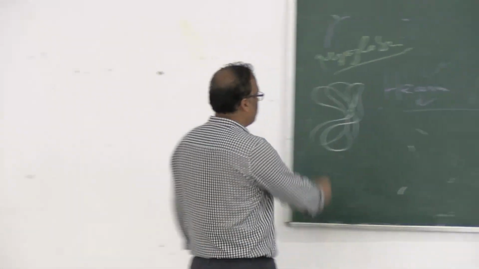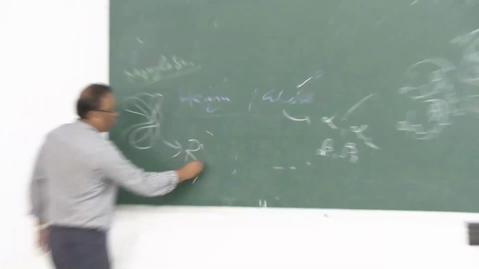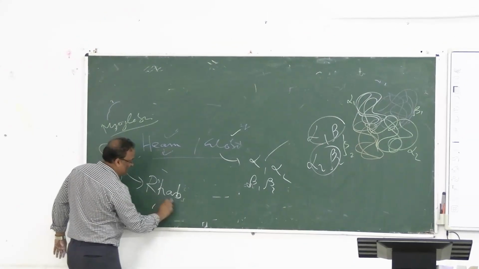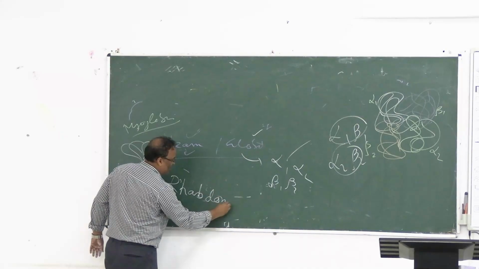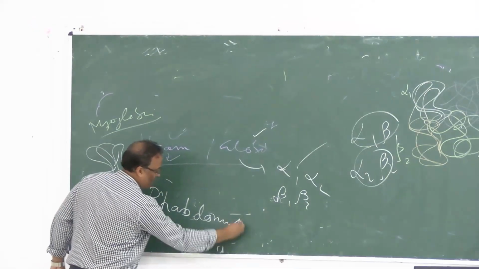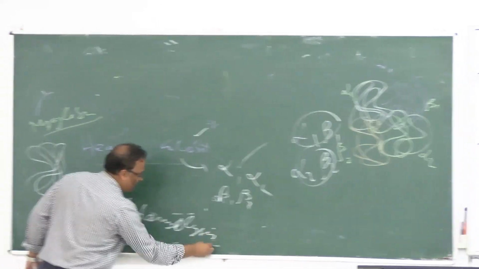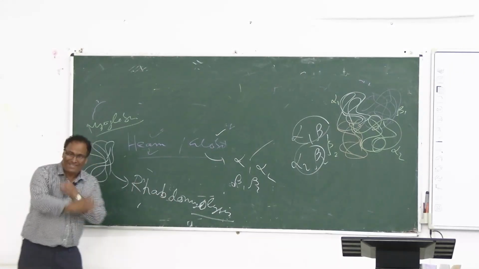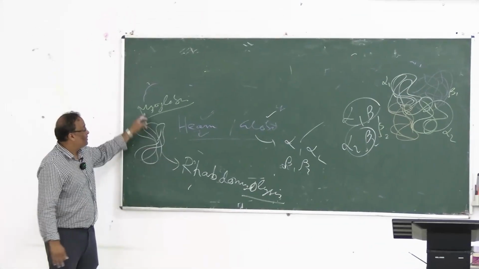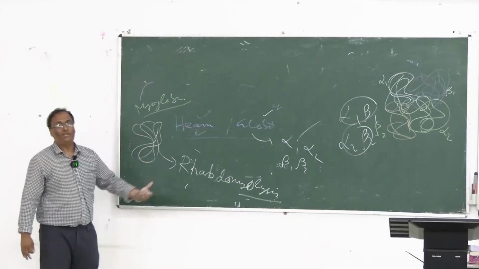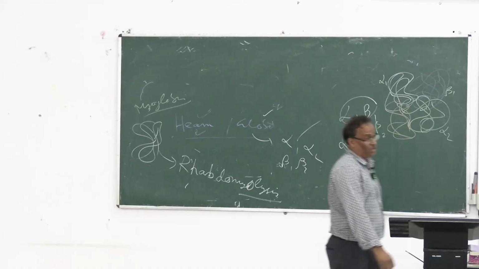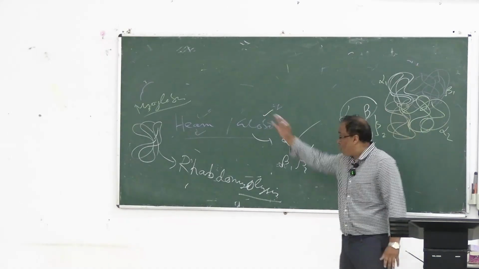So that is one term related to your myoglobin: rhabdomyolysis. Myolysis basically. Lysis means breakdown. Myo means muscle. Rhabdo means muscle breakdown, and that will release myoglobin. So rhabdomyolysis happens after a road traffic accident, muscle injury, etc. This is very, very important.